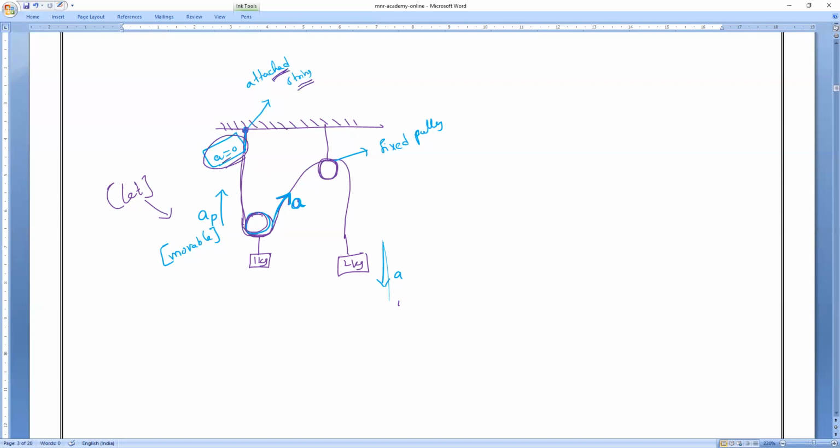Okay, sir. This side string's acceleration is zero. Clear? Only this string is moving. Only by moving this string is the body lifting. Understand? Yes, sir. That is what you should understand.